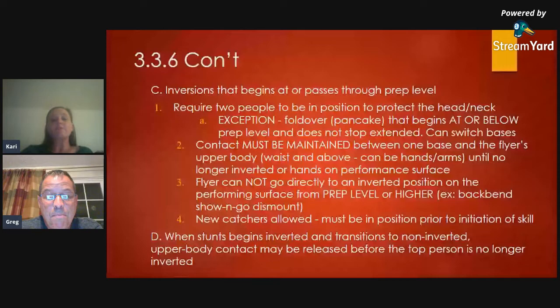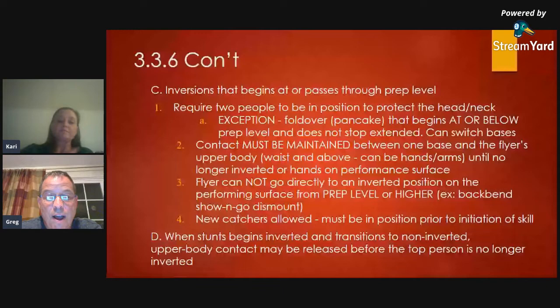Flyers, upper body, waist and above, can be hands and arms until no longer inverted or hands on or feet are on the performing surface. A flyer cannot go directly to an inverted position on the performing surface from prep level or higher. What she's got there is a back bend show and go dismount. And then new catchers allowed must be in position prior to the initiation of that skill.